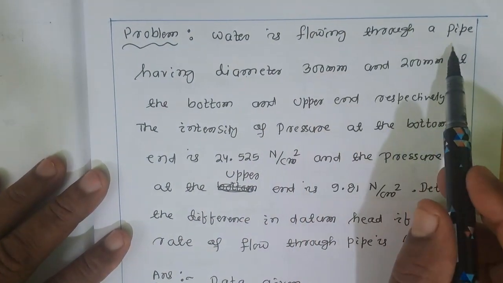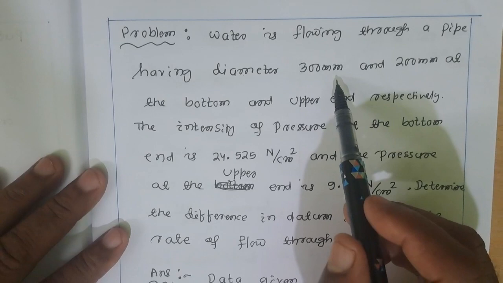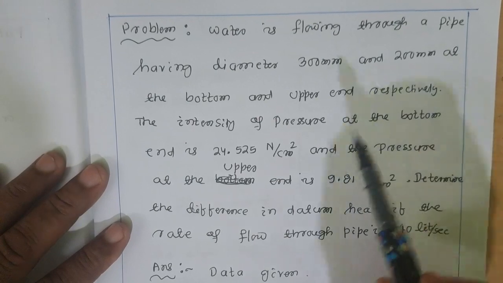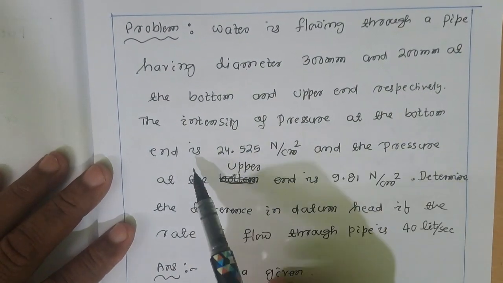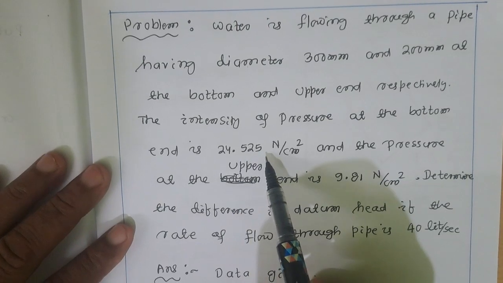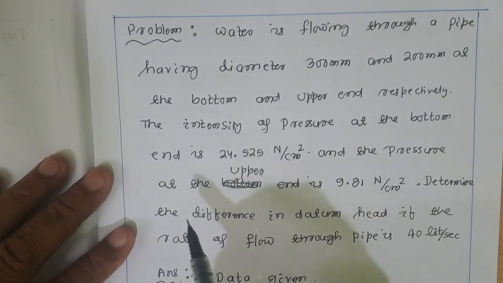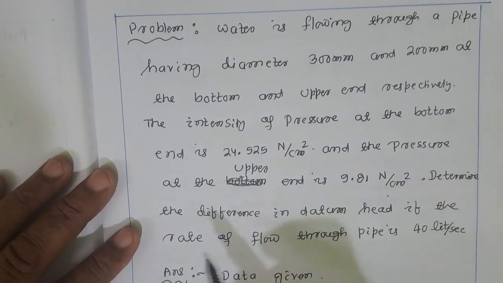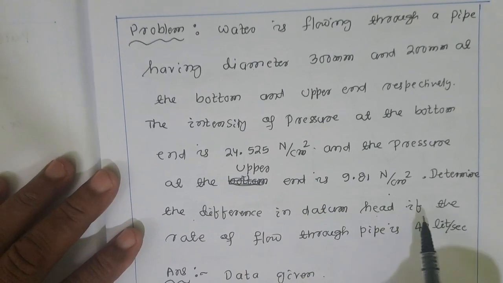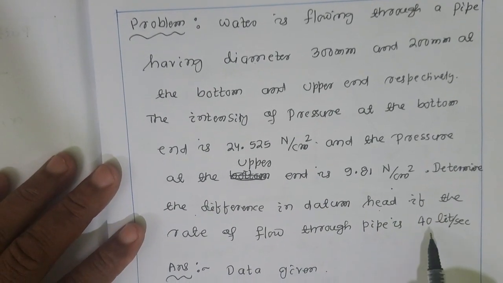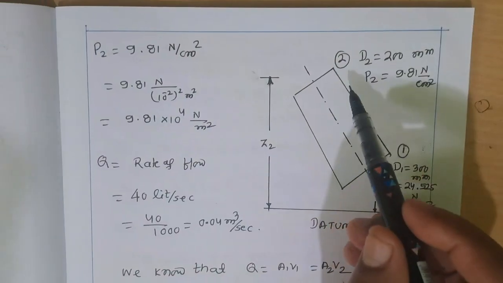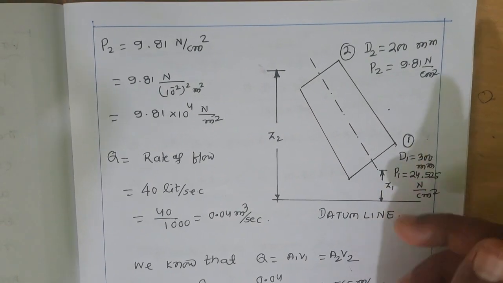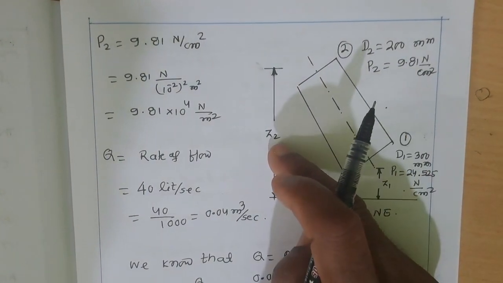Water is flowing through a pipe having diameter 300 mm and 200 mm at the bottom and upper end respectively. The intensity of pressure at the bottom end is 24.525 Newton per cm square and the pressure at the upper end is 9.81 Newton per cm square. Determine the difference in datum head if the rate of flow through the pipe is 40 liters per second. Required diagram is the Z1 is equal to Z1 is the Z2.